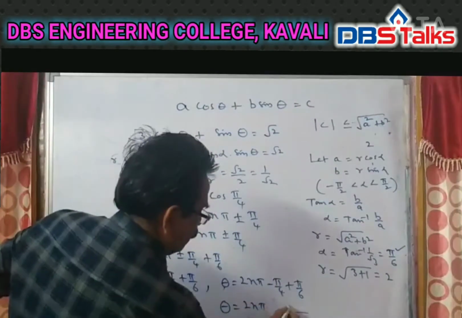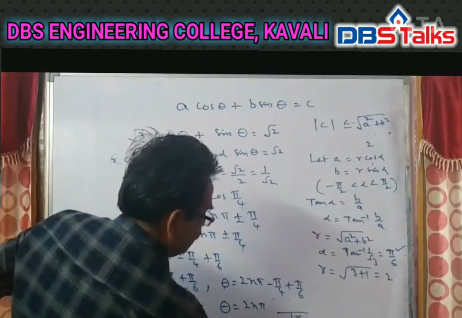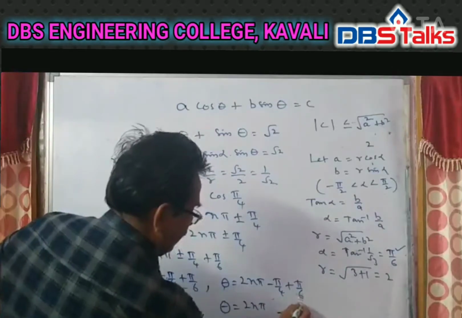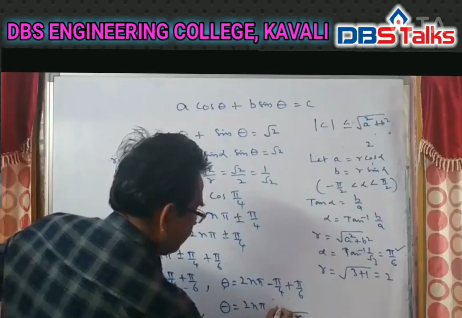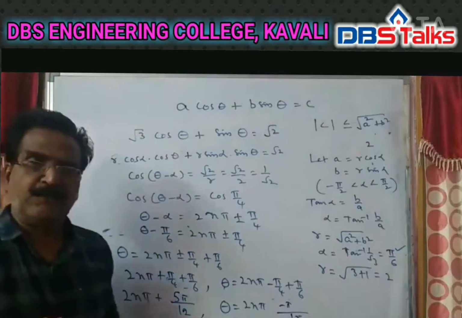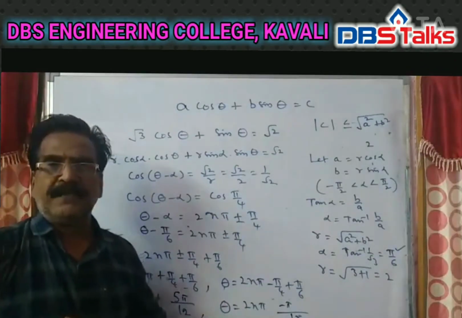And theta is equal to 2n pi, LCM is 12, 4 3s, 3 pi, minus 3 pi plus 2 pi, which is minus pi. So 2n pi minus pi by 12 is another solution. These are the two required solutions, friends.